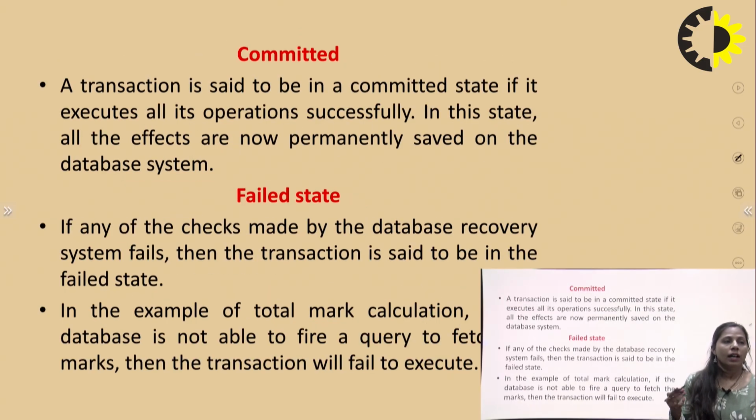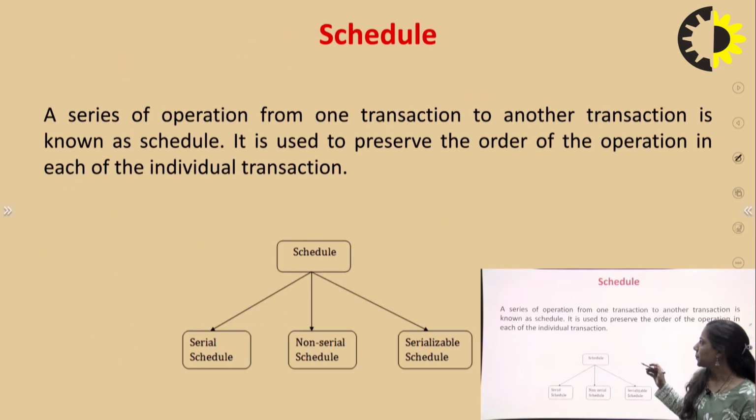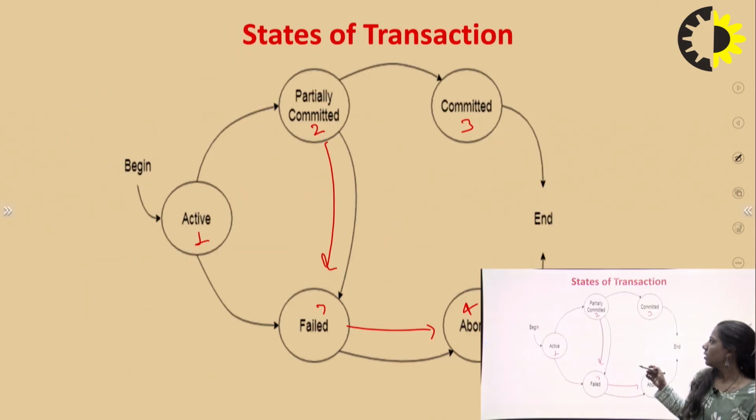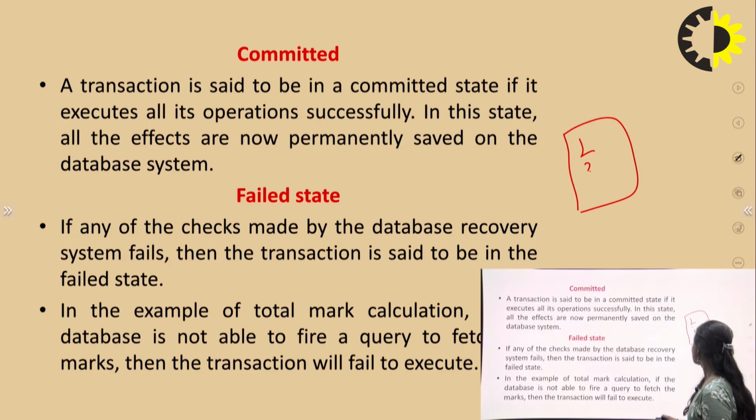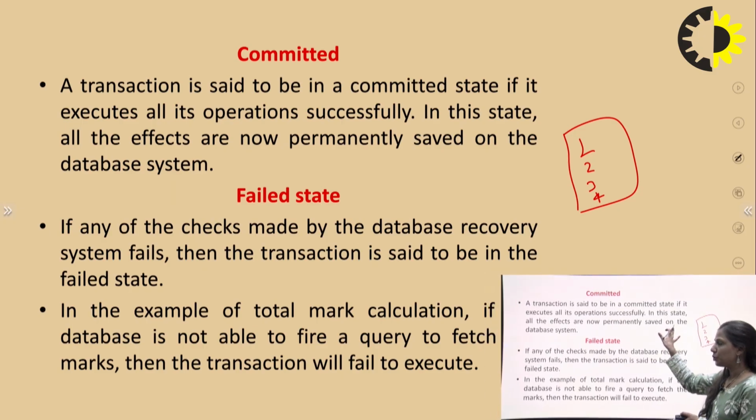Now, a transaction is said to be committed when it is in the committed state. This is the example over here. It is called committed when it executes all the operations given. For example, there is a set of 4 operations. When all the operations are executed successfully, then it is called committed. So in this state, the effects are now permanently saved into the database.